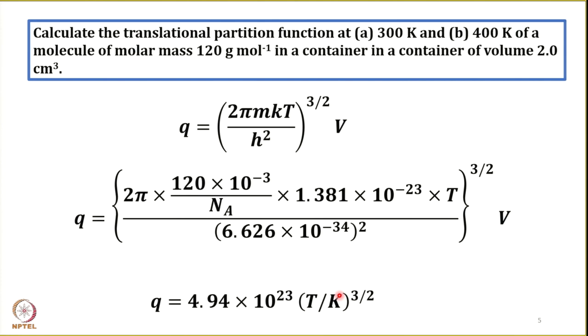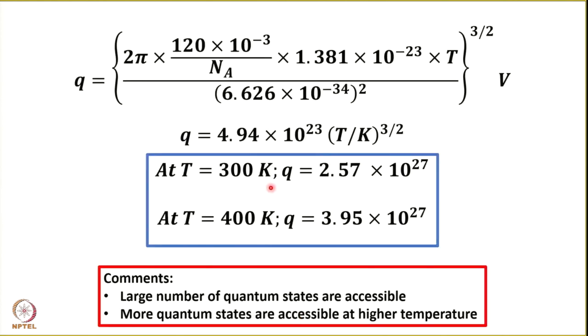Now we were asked to calculate at 300 Kelvin and 400 Kelvin, and you can substitute T here as 300 Kelvin and 400 Kelvin, and you can get the result. Let us take a look at the result. At 300 Kelvin, substituting T equal to 300, we see the value is 2.57 into 10 raised to the power 27. When it is 400 Kelvin, the value increases to 3.95 into 10 raised to the power 27.